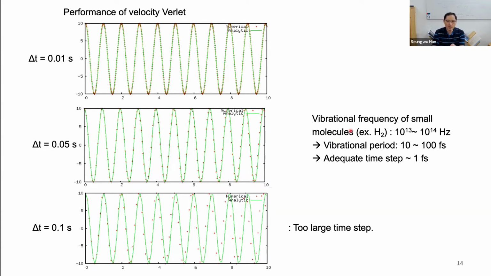Okay, in the case of molecular or atomic systems, the typical vibration frequencies tend to be 10^13 to 10^14 hertz, right? So it vibrates this many times within 1 second. Therefore, the vibration period is around 10 to 100 femtoseconds. Therefore, the time step to describe molecular dynamics should be at least around 1 femtosecond, which is an extremely short time step, 10 to the minus 15 seconds, which is quite a limit for the simulation, right? So anyway, this is the typical time step, 1 femtosecond, in molecular simulation.